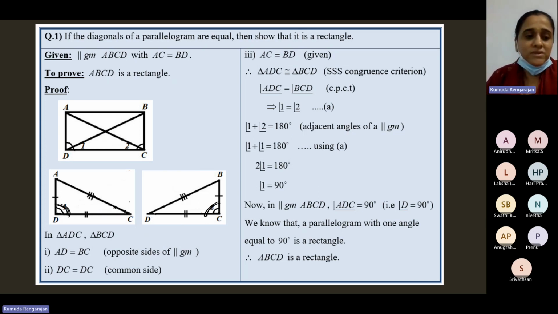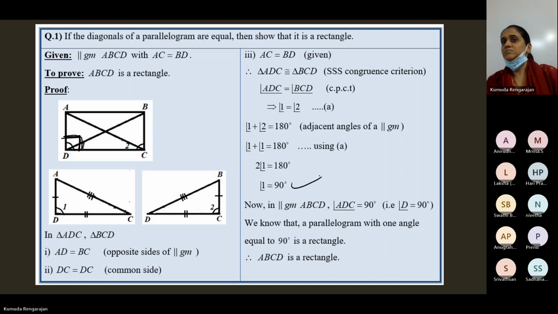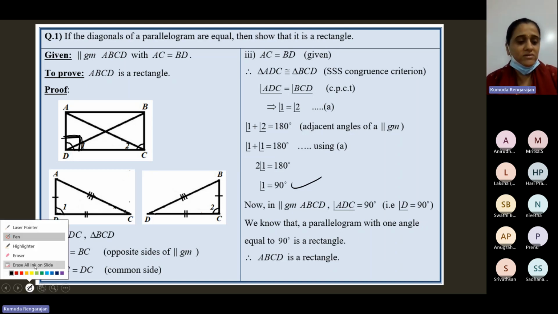But angle 1 plus angle 2 is equal to 180 because they are the adjacent angles of the parallelogram. So they are supplementary. Angle 1 is equal to angle 2, but angle 1 plus angle 2 is 180. So replace 2 with 1, and you will get twice angle 1 is equal to 180. Angle 1 is 90. So we have proved that in the parallelogram, one angle is a right angle. So it's a rectangle.